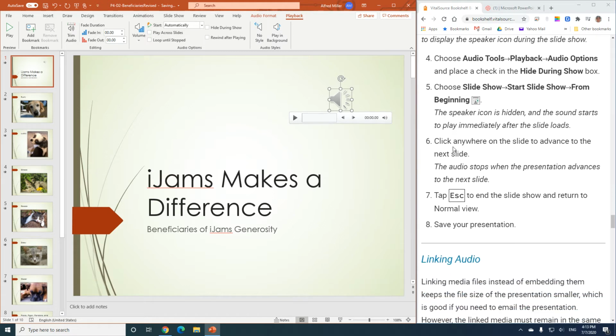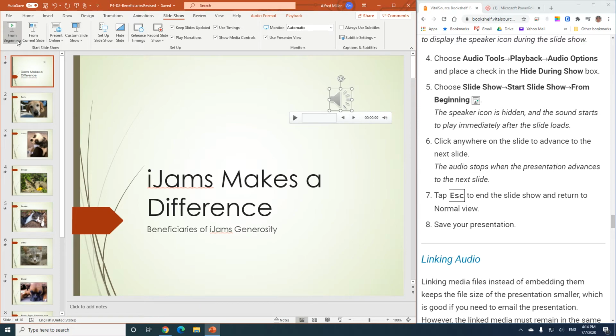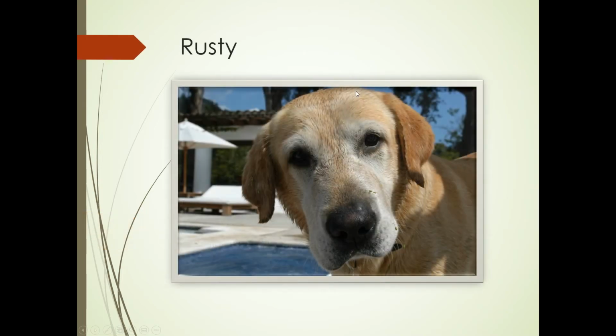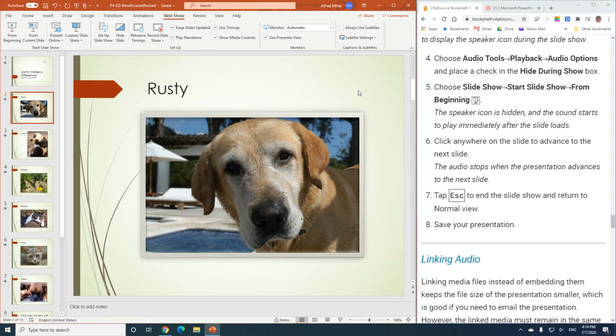Step 4, choose audio tools playback, audio options again. So playback, audio options, and they want me to click, according to step 4, hide during show. Step 5, we're going to start the slideshow again, and you'll notice it will start automatically. When I click to slide 2, it's still going to end. So it's slideshow, start slideshow group from beginning. So it plays by itself, no speaker. When I click, it goes to the next slide, no more audio. I'm going to press escape to exit my show, and I'm going to save my changes.